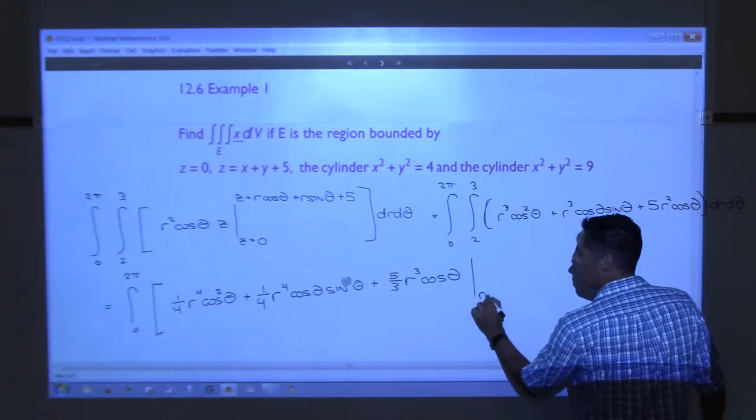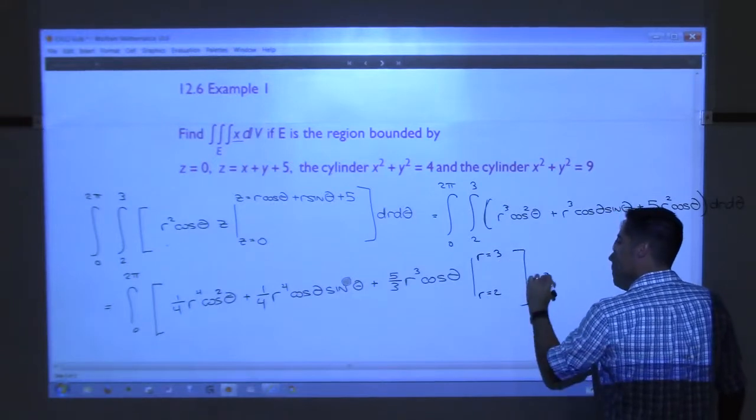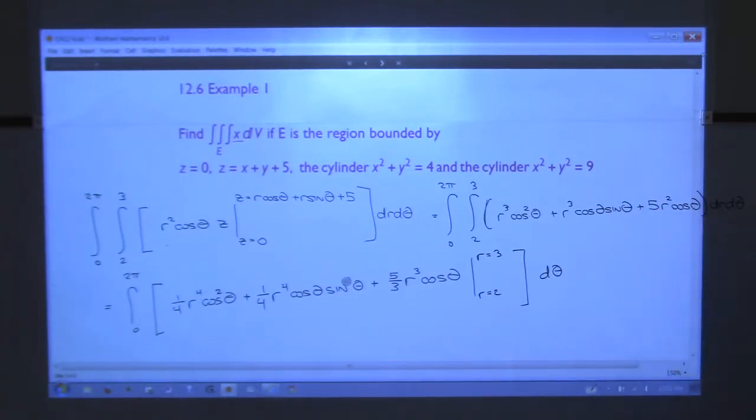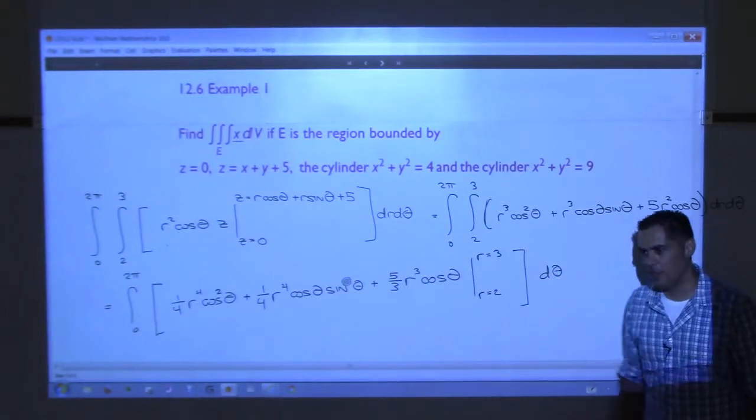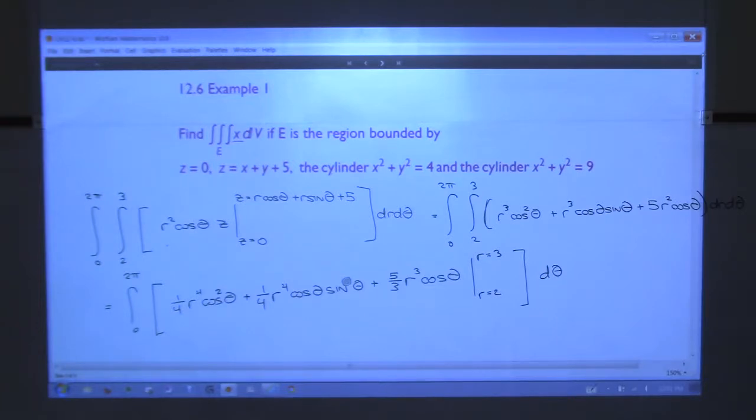Evaluating from r is 2 to 3, d theta. So you get to plug in 3 for r, and then you get to plug in 2 for r, and then you're going to get a bunch of numbers, right? And that can be done. It's the next integration that's going to be a little bit of work, all right?